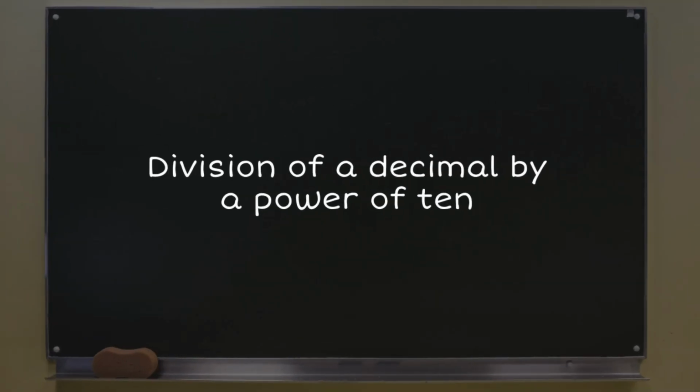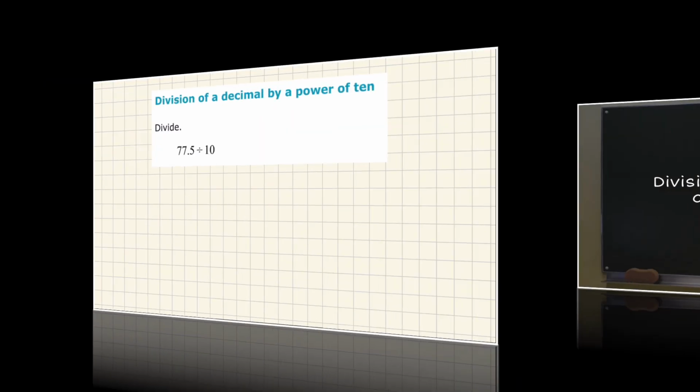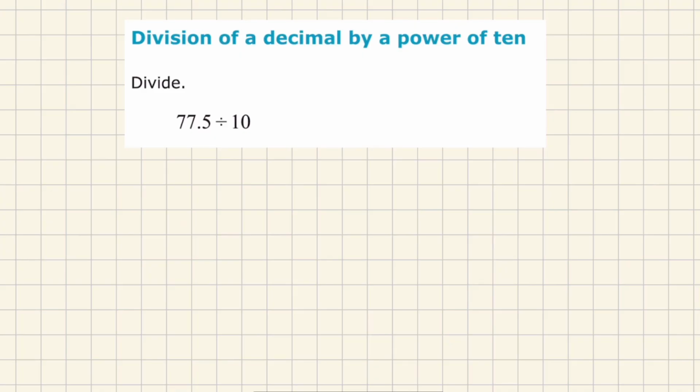Division of a decimal by a power of 10. In this example, we're asked to divide 77.5 by 10, and we have 2 options here for how to proceed. We could set it up as long division with the 10 in front and the 77.5 inside, or we can use the fact that we're dividing by a power of 10 as a shortcut, where we use the number of zeros behind the 1 to determine how many times we move the decimal.